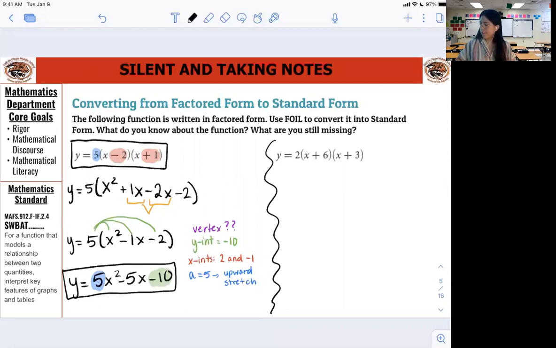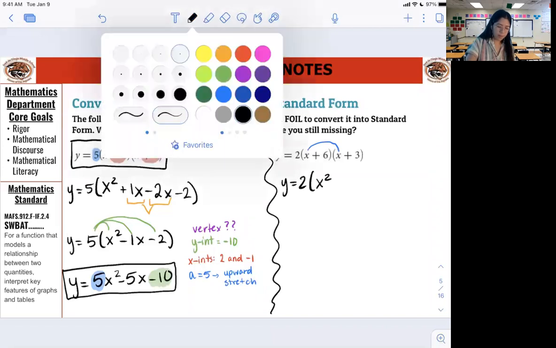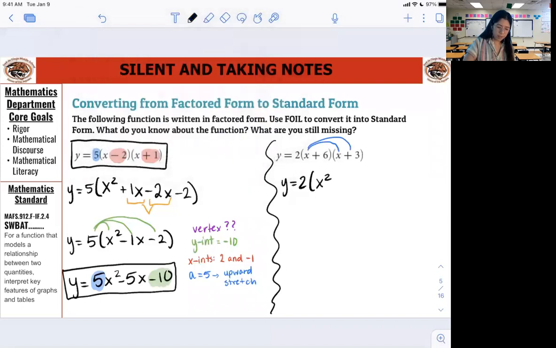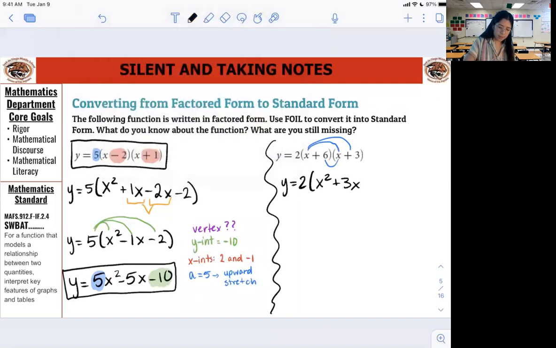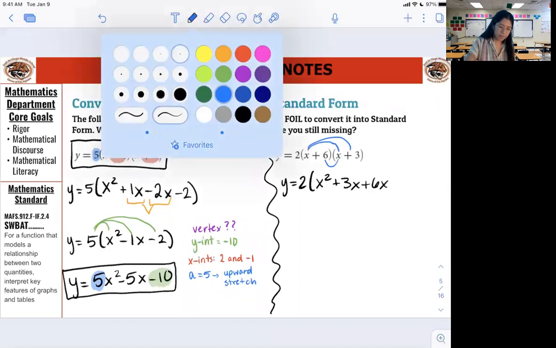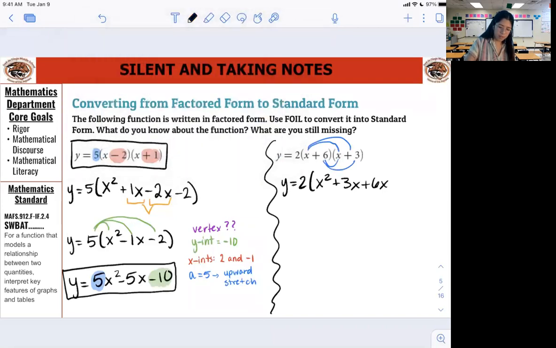All right, that is time. If you're finishing up, finish up, but I do want to go through it. So we're just going to FOIL real quick. X times x, x squared. X times 3, 3x. X times 6, or 6 times x, 6x. And 6 times 3, 18. I love it when it's all positive numbers. Nice and easy. Now we combine like terms. 3 and 6, 9x.